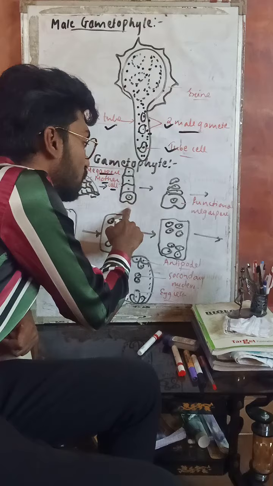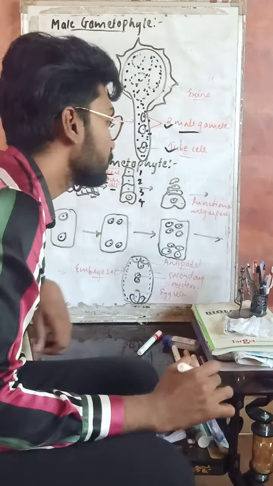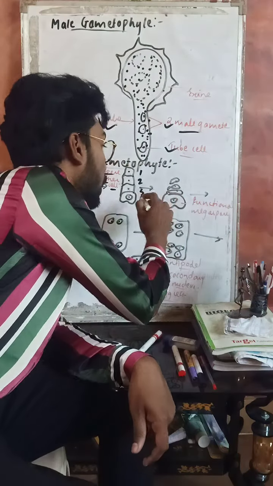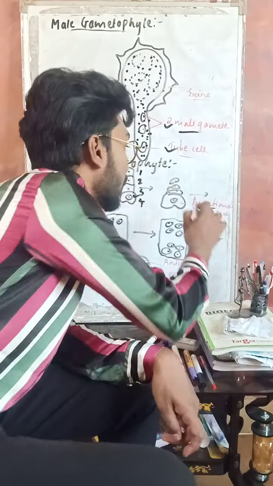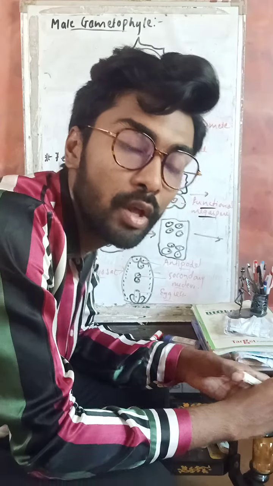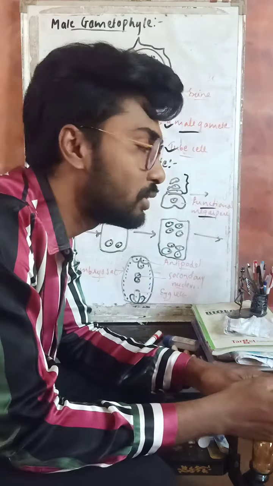This is generally called tetrad megaspore. You can see 1, 2, 3 and 4, right? Out of this 4 tetrad megaspore, the lower one is generally called the functional megaspore, and the upper 3 are generally called the non-functional megaspore. So the lower one is the functional megaspore, and the upper 3 are non-functional megaspore.